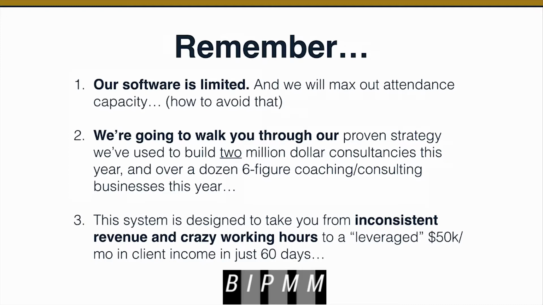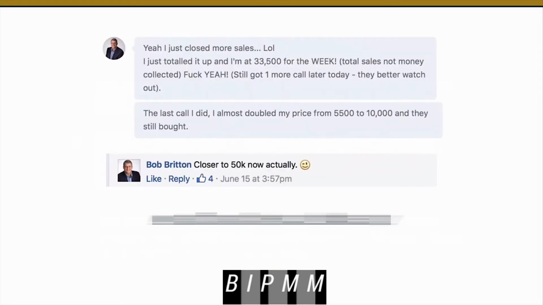So we're going to help you leverage yourself, leverage your time, and create something that is more doable, so you can pull in $50K a month in client related income, and you can do this in under 60 days. So a couple of our clients that we helped, Bob helped us.